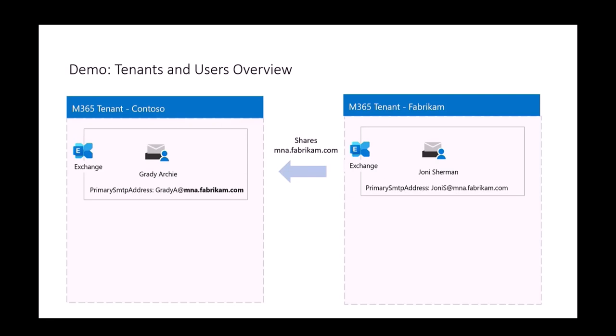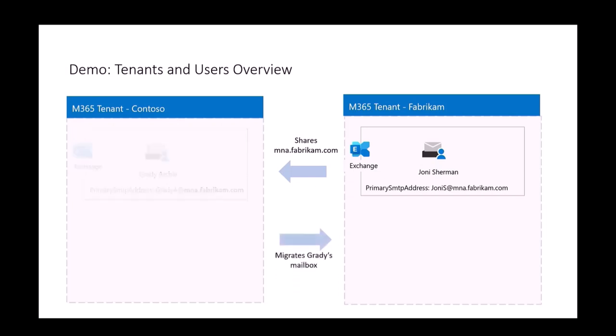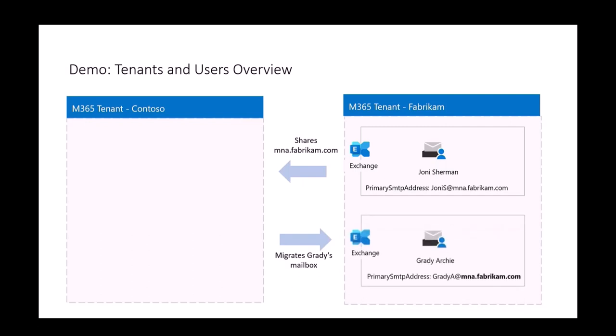Later, the IT admin will consolidate tenants by migrating Contoso users into Fabricam. Here, we're migrating Grady's mailbox to the Fabricam tenant. After he's migrated, Grady continues to send and receive emails using the same email address. The contents of his inbox are preserved, and he can reply to threads that were started before he was migrated.